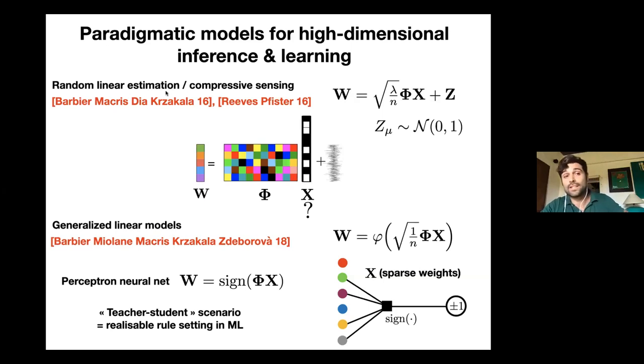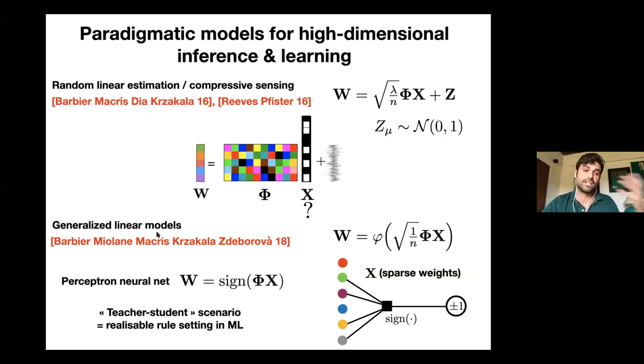So the first one is random linear estimation, which is also called compressive sensing, which corresponds to the following inference problem. You have some signal X, which can be sparse with many zero components. You have some random matrix phi, which is known, which allows to project the signal X. Some noise is added to this linear projection. The noise, of course, is unknown and is a standard Gaussian in this case. And what you obtain is this observation vector W, and the inference task is: given W and the projection matrix phi, are you able to recover the sparse vector X? Okay.